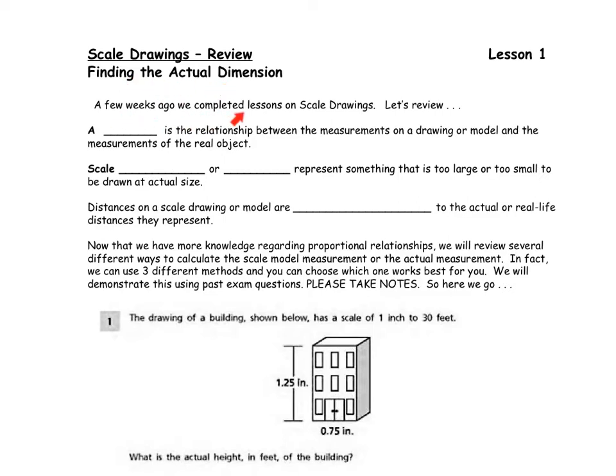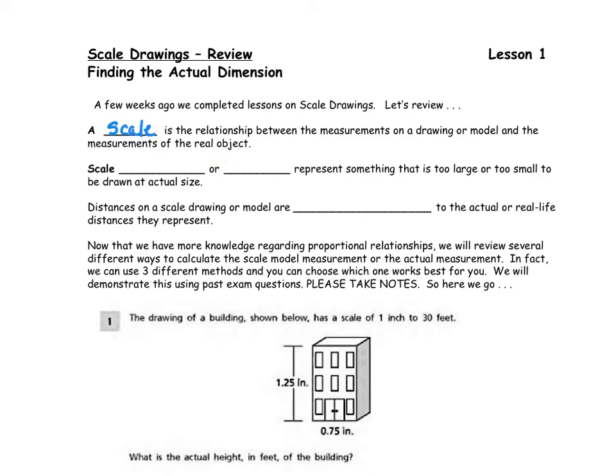A few weeks ago we completed lessons on scale drawings, so let's review some vocabulary. First, we want to start with this sentence. A scale is a relationship between the measurements on a drawing or model and the measurements of a real object.